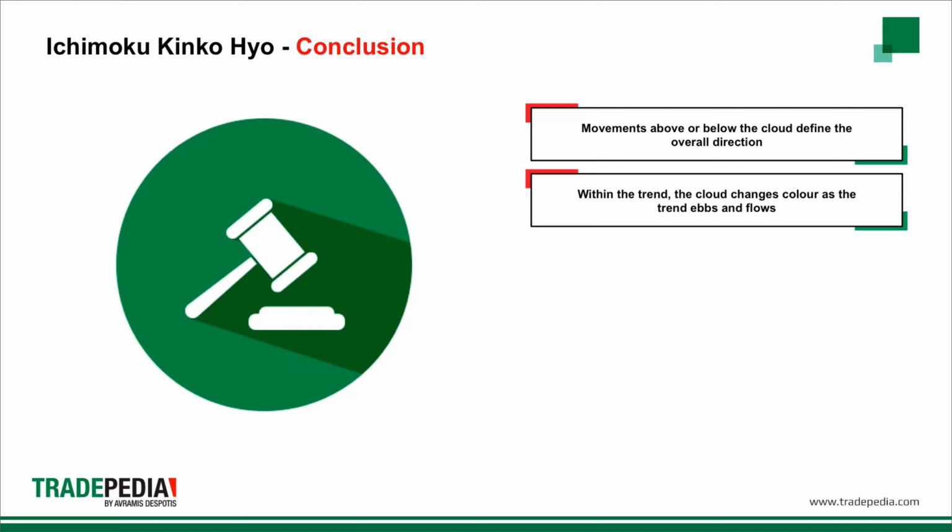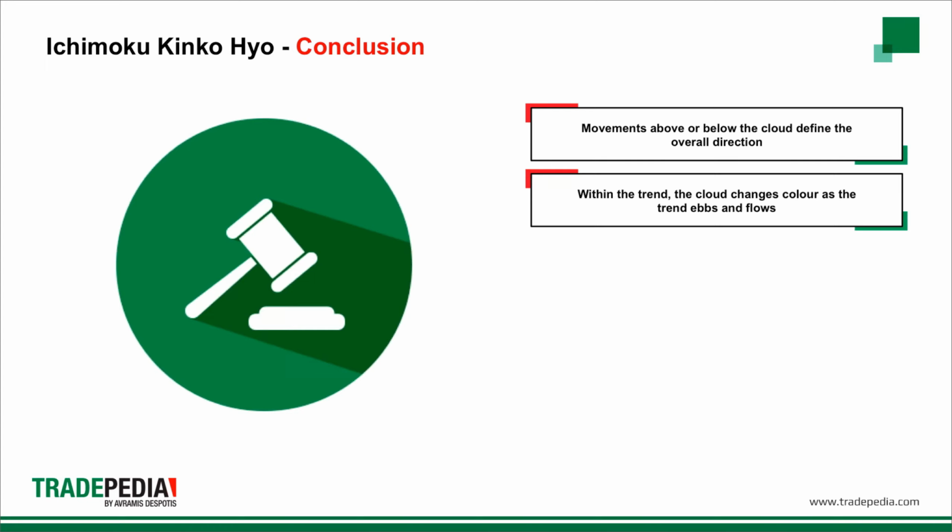The second way is to look at the thickness of the cloud, which we did not cover in the slides. Generally when the clouds are thicker, it's considered to be stronger in terms of the area of support and resistance levels. If the clouds are thinner, it's easier to break through them, so it's less strong.